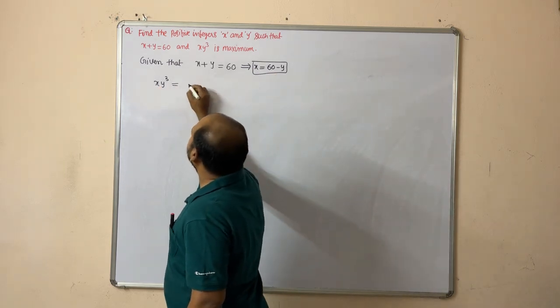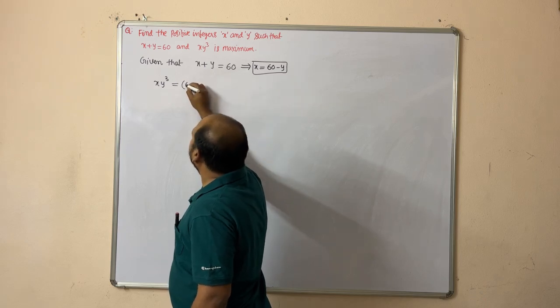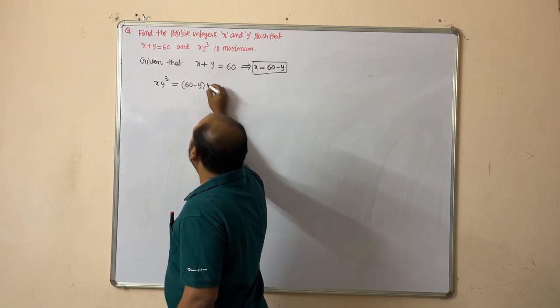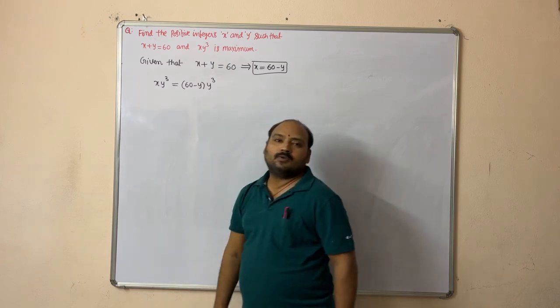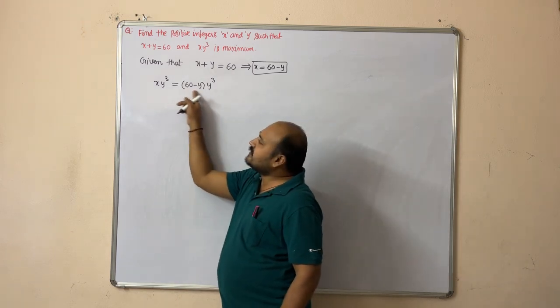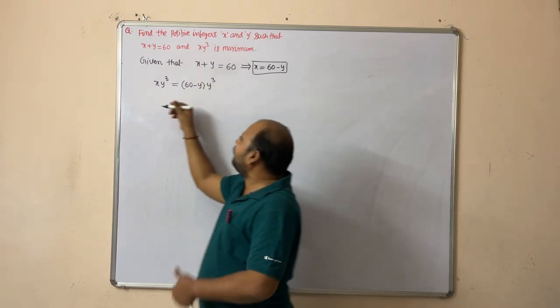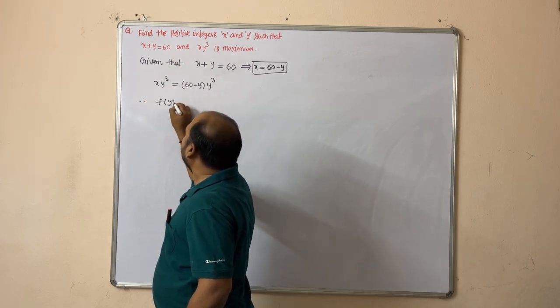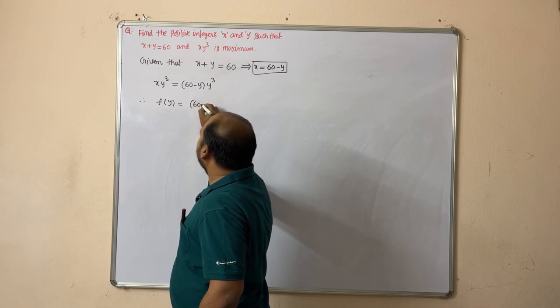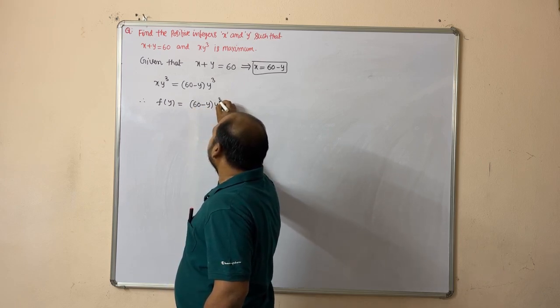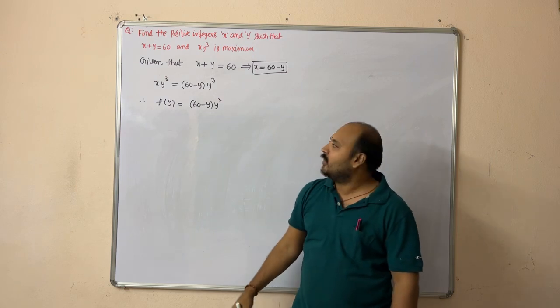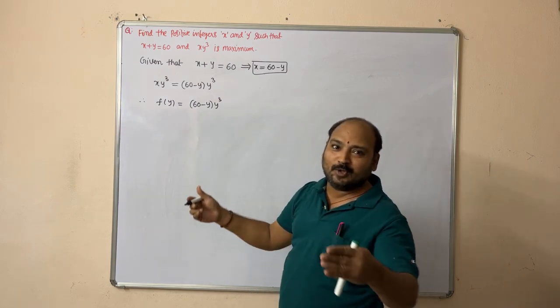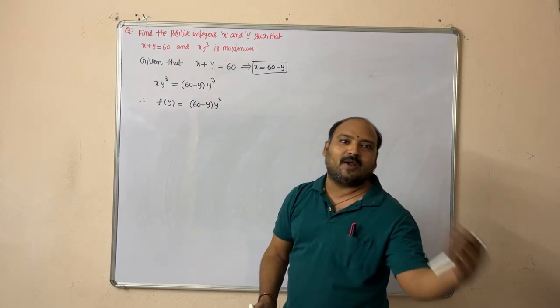In place of x, it becomes 60 minus y into y cube. So whenever it is converted in terms of y, xy cube is taken as f of y equal to 60 minus y into y cube. Did you all get it? After making f of y, you know how to proceed: f dash of y, f double dash of y.